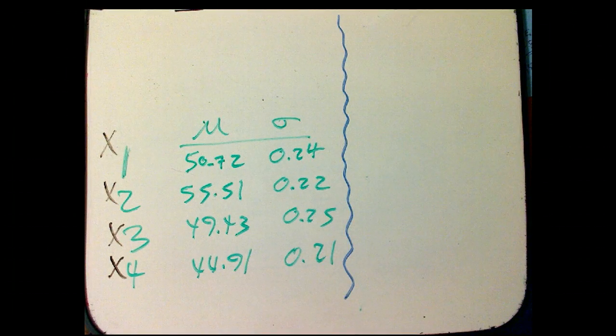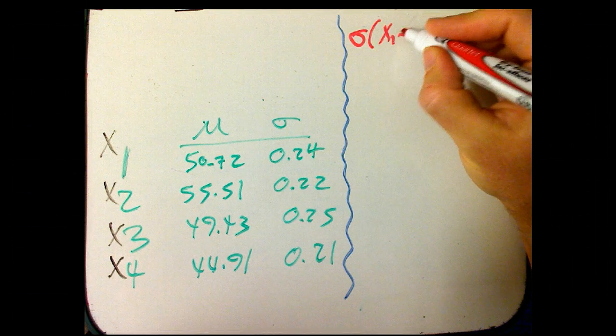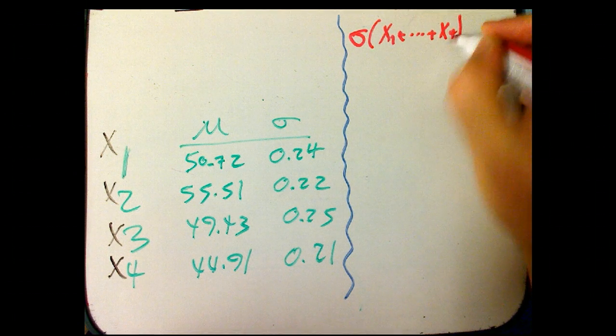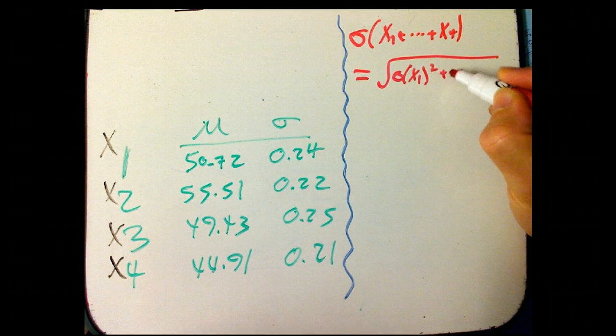Let's try red. I haven't tried red yet. Okay. So the standard deviation of the sum is going to be the square root of the sum of the squares.